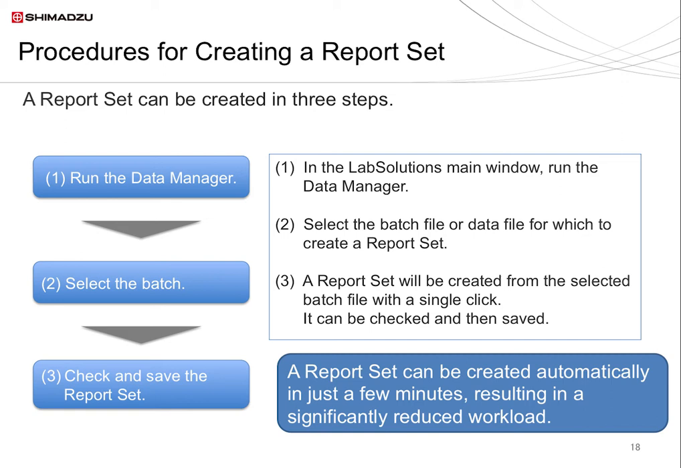The second step is to select the batch file or data files used to create the report set. I believe some manage files as a batch. In that case, you select a batch file. If you manage by data sets and not by batch, select data files to include in the report set. The first example will be for selecting a batch file, so the batch file is selected here. The third step is to create the report set from the selected batch file, which is done in a single click. The created report set can then be checked on screen.